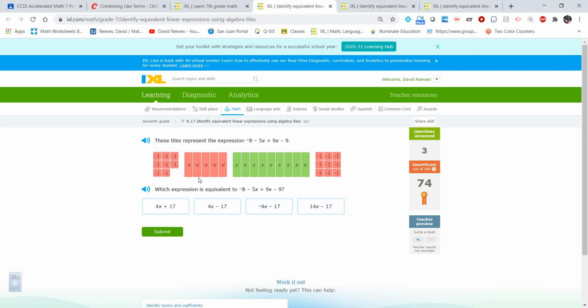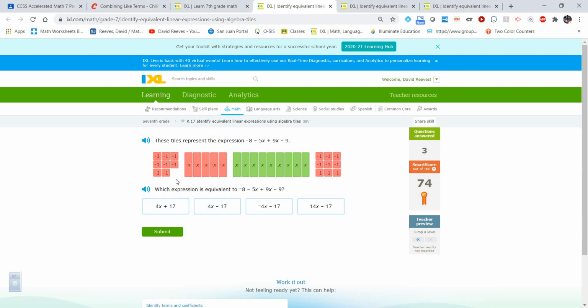Now, just a reminder that the red ones are negative, and the red ones will cancel with any of the positive ones. So if you take a look here, we have 1, 2, 3, 4, 5 negatives, 1, 2, 3, 4, 5, 6, 7, 8, 9 positives. 5 negatives plus 9 positives is going to give me 4 positives. So that tells me it's one of these two.